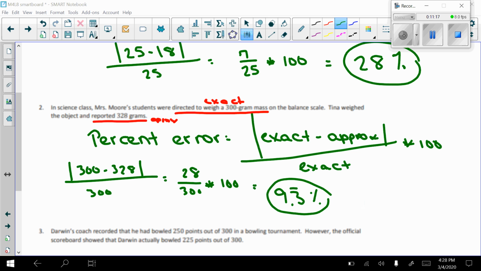Okay, how'd you do? Did you write your formula to start with? And did you recognize that the exact, it says Mrs. Moore told the students that it weighs 300 grams. So that's the exact measurement. Tina might have made a mistake when she weighed it. So it's an approximation when she weighed it at 328. So the difference is 28. The absolute value of the exact minus approximate is 28. All over the exact of 300. Multiply that by 100 and you get 9.3 repeated percent.